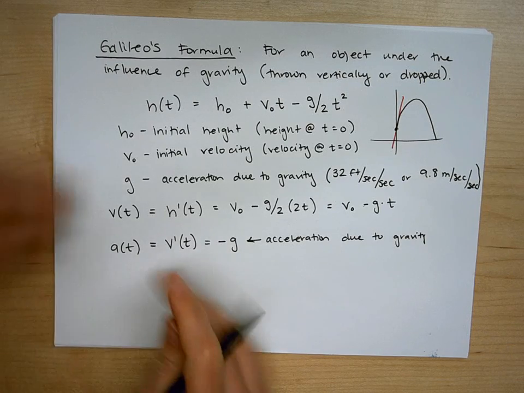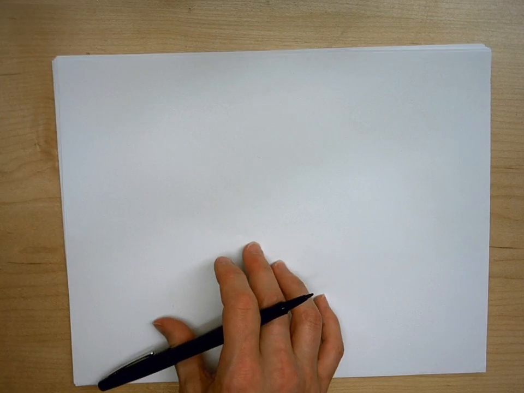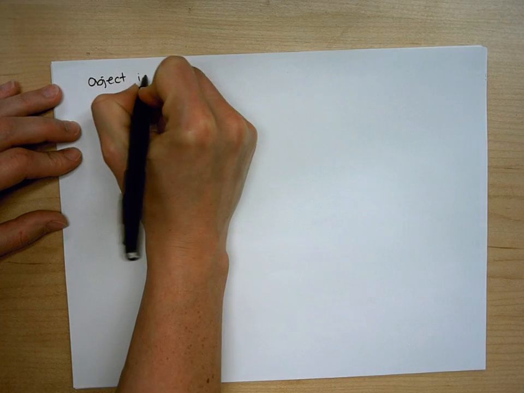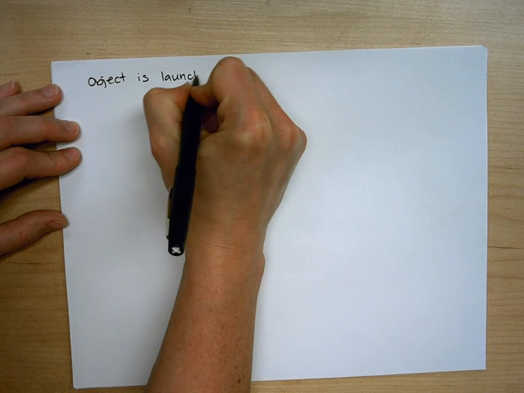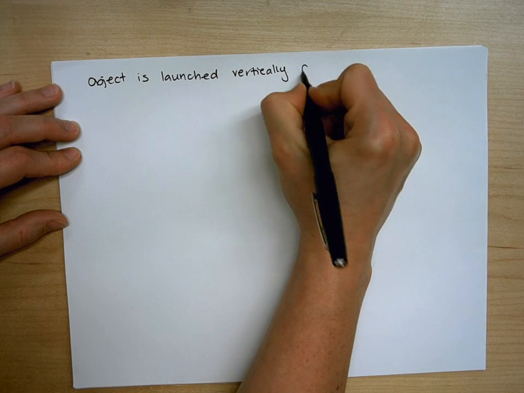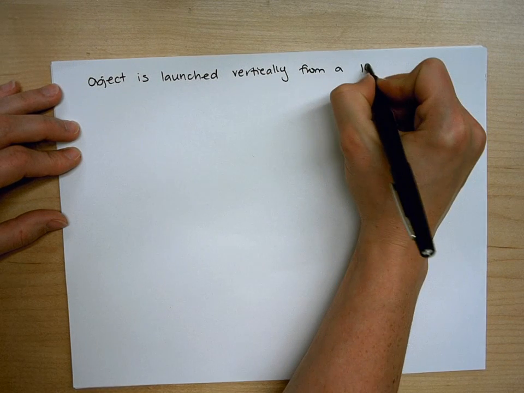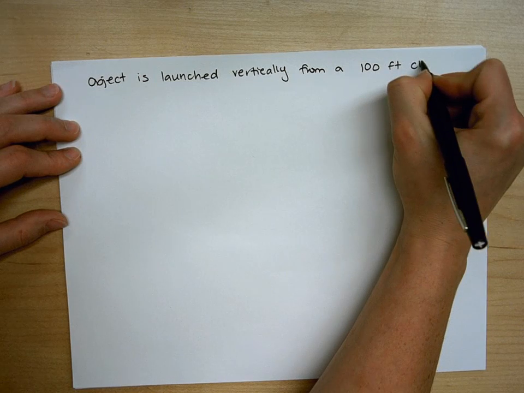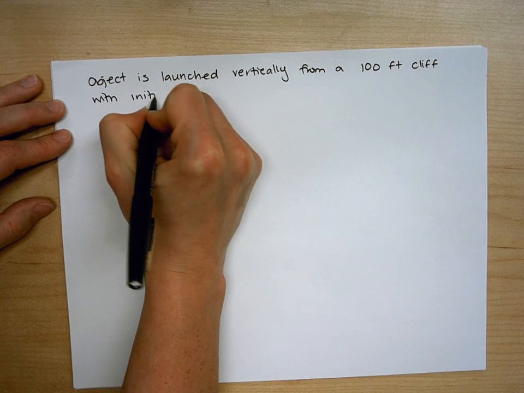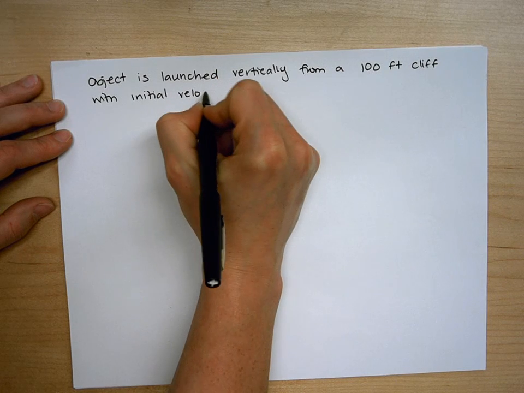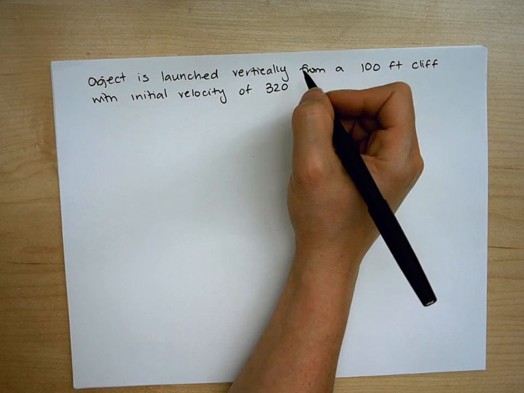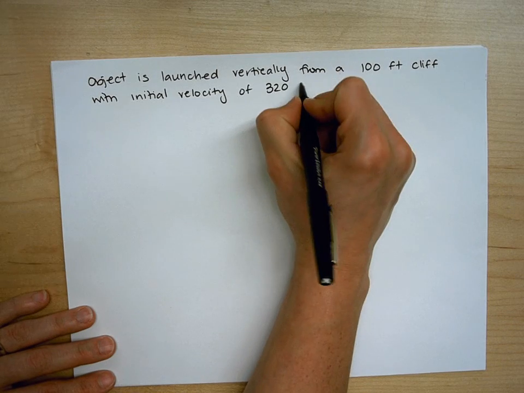Let's say that, I'm going to go ahead and go to a different sheet here. Let's go ahead and say that an object is launched vertically from a 100-foot cliff with initial velocity of 320 feet per second.